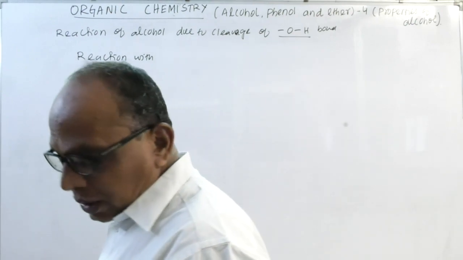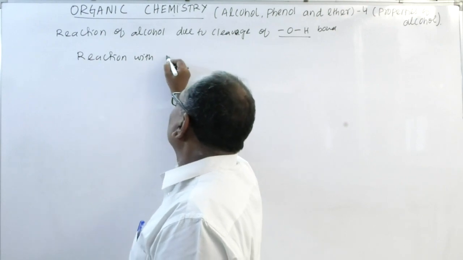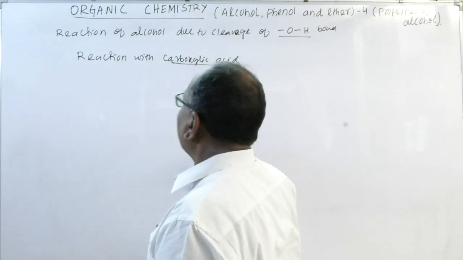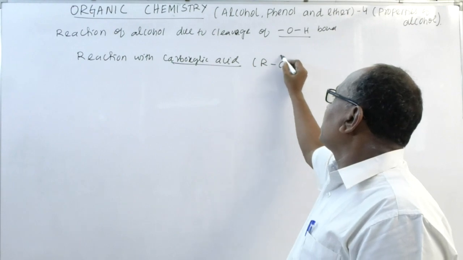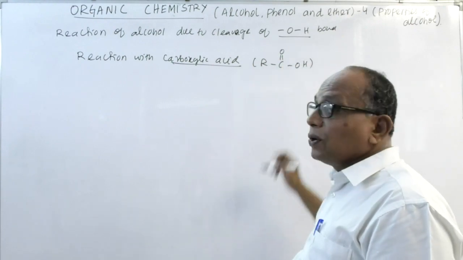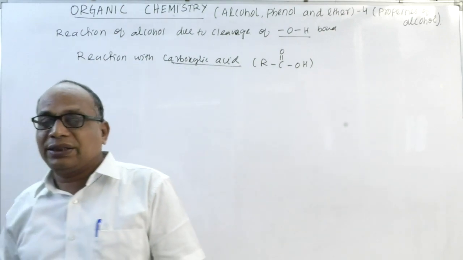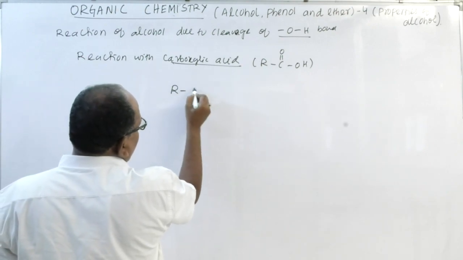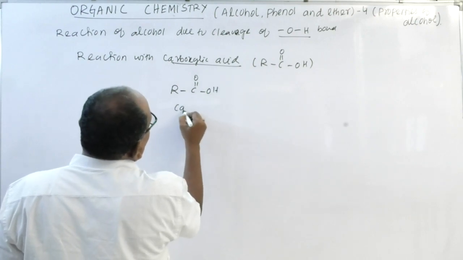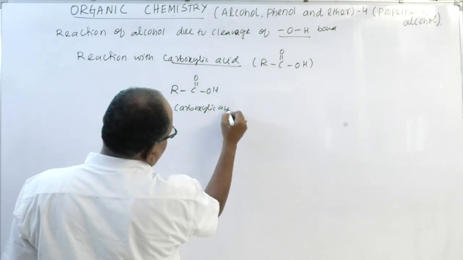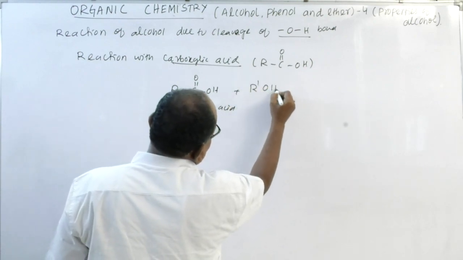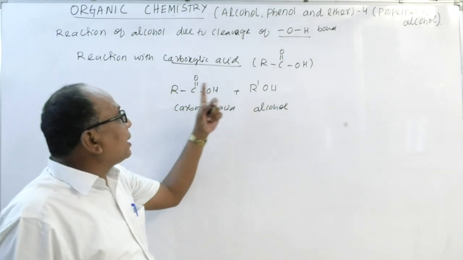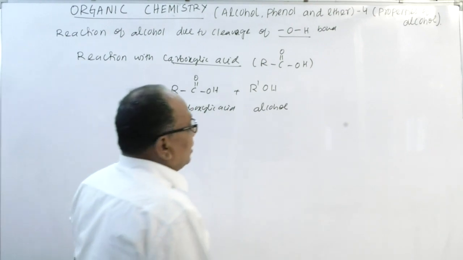Now come to the reaction with carboxylic acid. What is carboxylic acid? That is RCOOH, which is called carboxylic acid. So RCOOH is your carboxylic acid, and R-OH is your alcohol. When the alcohol reacts with carboxylic acid, that will give an ester.